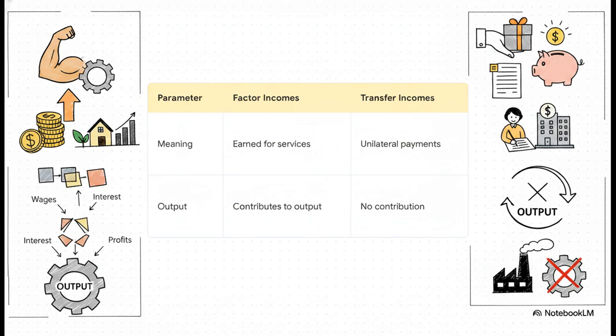When we look at the core meaning behind these flows, factor incomes are earned as a bilateral reward for rendering actual factor services like labor, land, capital, or entrepreneurship. Transfer incomes, on the other hand, are completely unilateral and unearned, and you can clearly see this in their components. Factor incomes are your wages, rent, interest, and profits, whereas transfer incomes are your pensions, gifts, and taxes. But the real kicker here is that final metric, output. Factor incomes represent a direct contribution to the production process. Transfer incomes represent zero contribution to current output. The money is simply changing hands, but no new goods or services are actually being created.